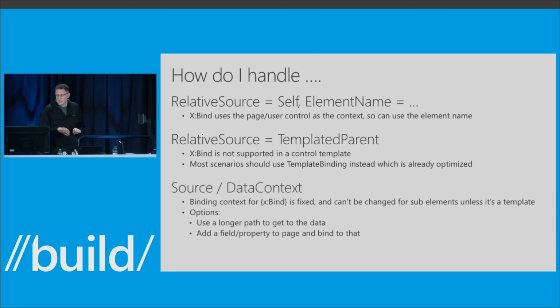Finally, classic binding relies on the source property or data context to be set. With compiled binding, we need that type information. That's not available there, so you can't dynamically change that point. Options are to use a longer path to get to the data. We're quite efficient at dealing with those. Or alternatively, just add another property to your page and bind to that. We can bind to fields or properties as you need to.